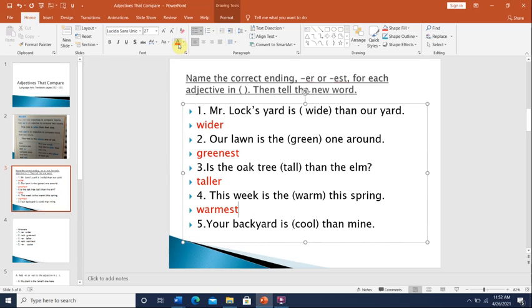Number 5, your backyard is cooler than, I'm sorry, I answered. This backyard is cool than mine. We are comparing your backyard and my backyard. So we will add er.